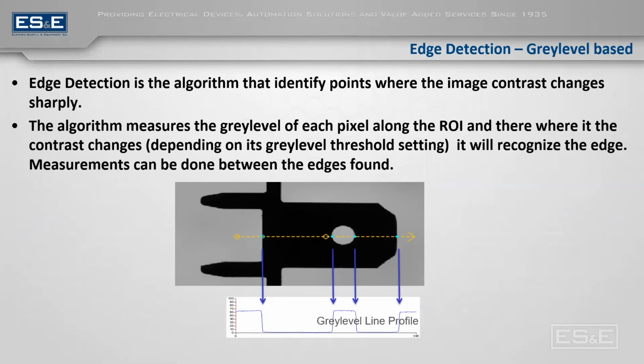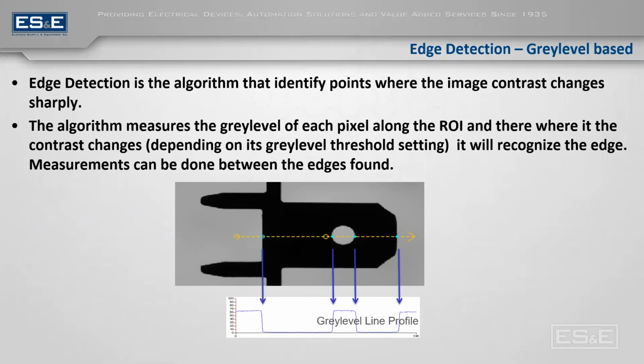On edge detection, this algorithm identifies the points where the image contrast changes sharply. This algorithm measures the gray level of each pixel along the region of interest. You can see that on this edge detection, on the left-hand side, it starts out gray. Then when we get into the black part, the gray level line will drop down to 0. Then when we get back into gray, the gray level line profile comes back up, back into black, goes back down to 0, and then back into gray, it goes back up. It looks like it's going back up to a little over 60.